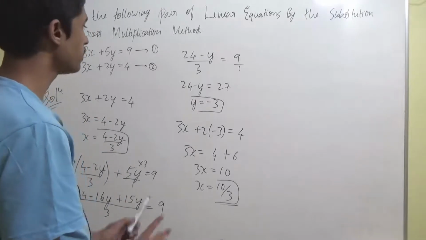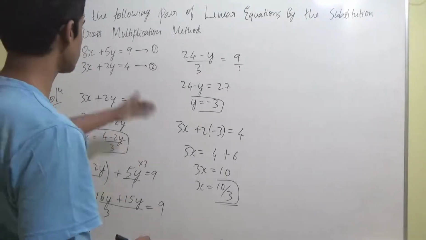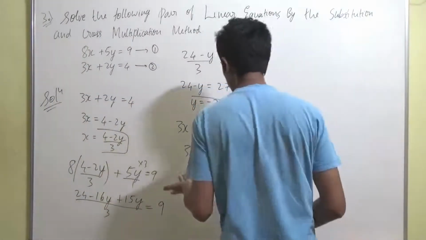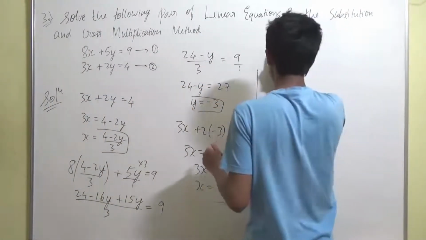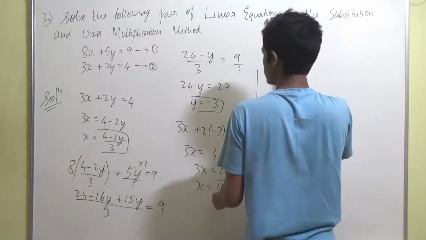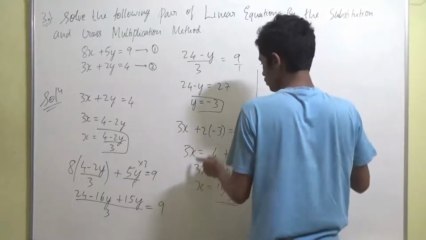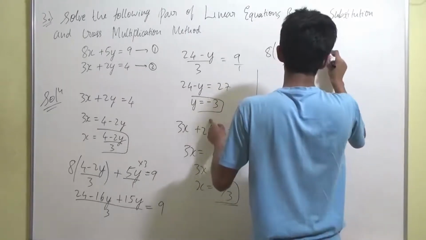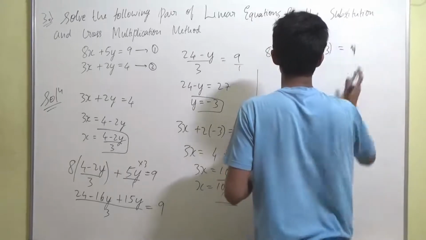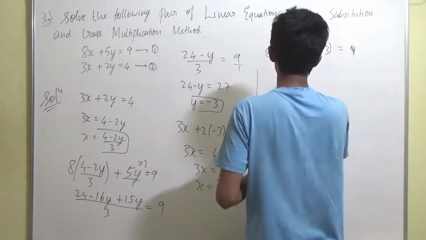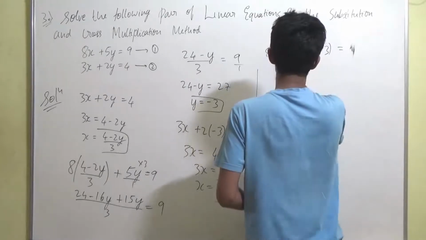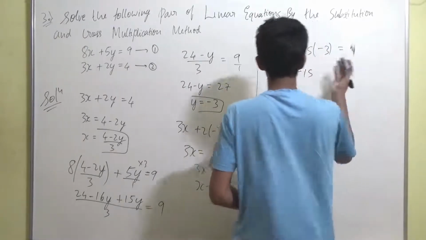So we'll do one thing now. We'll do the verification. Let's substitute both x and y into the equations and see if we get LHS equal to RHS. If we get LHS equal to RHS, hence proved. So 8 into, from the first equation, x is 10 by 3, plus 5 into y is minus 3. Let's see if this is going to be equal to 9. Let us see. So this becomes equal to 80 by 3 plus this becomes minus 15, right? So let me take LCM here itself.